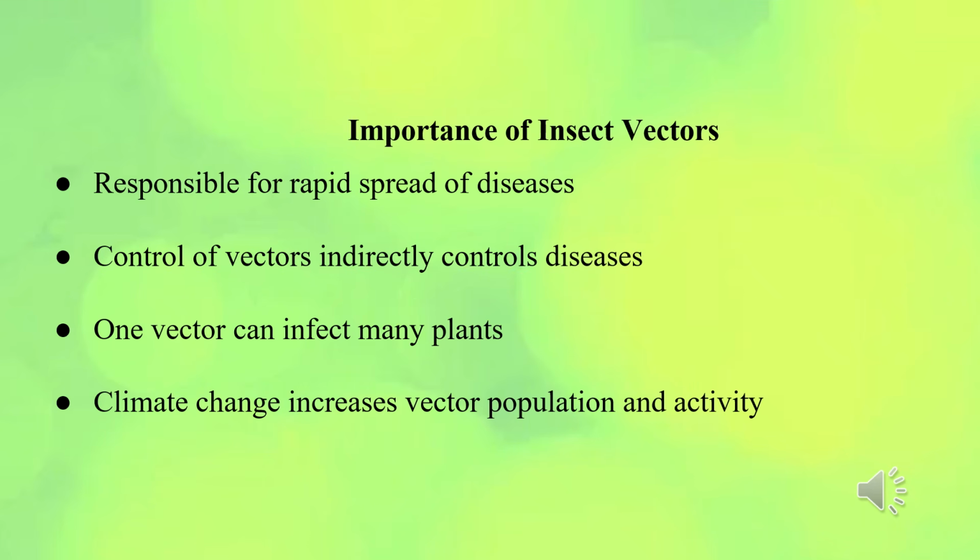Importance of insect vectors: they are responsible for rapid spread of diseases. Control of vectors indirectly controls diseases. One vector can infect many plants. Climate change increases vector population and its activity.